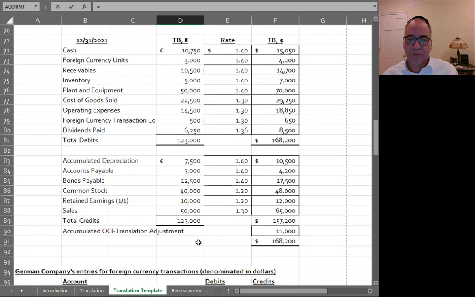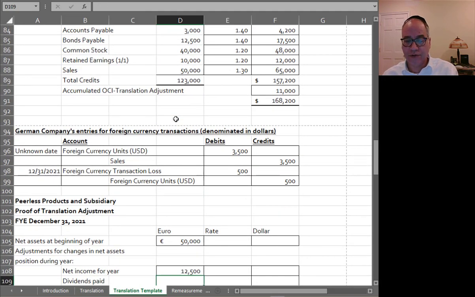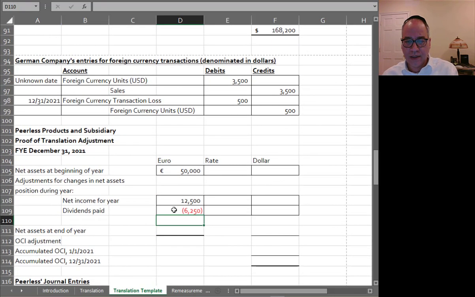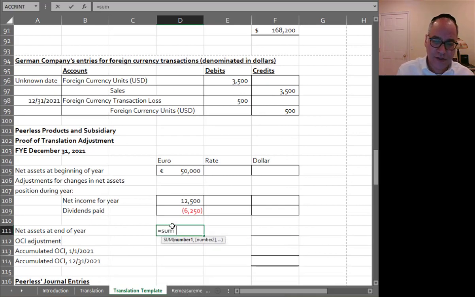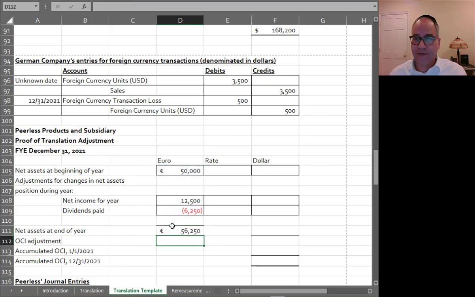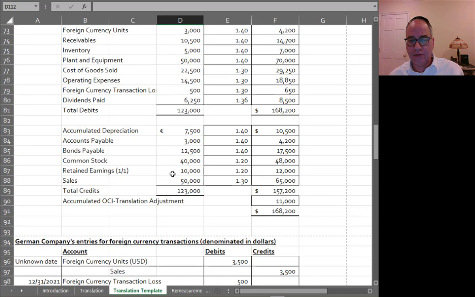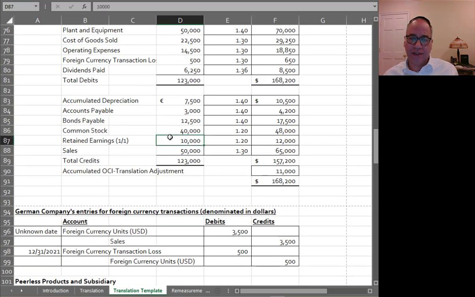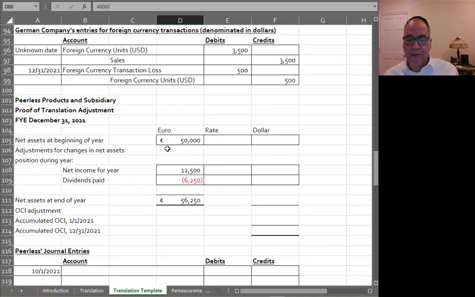Net income of this sub was sales of $50,000 minus cost of goods sold, operating expenses, and foreign currency translation. So it'd be 12,500 euros. You subtract your dividends of 6,250, and you should get your net assets in euro at the end of the year, 56,250. You don't have the close there yet, so you can't really see it, because this is not a closed balance sheet. This is beginning of the year retained earnings, so 50,000 is less.